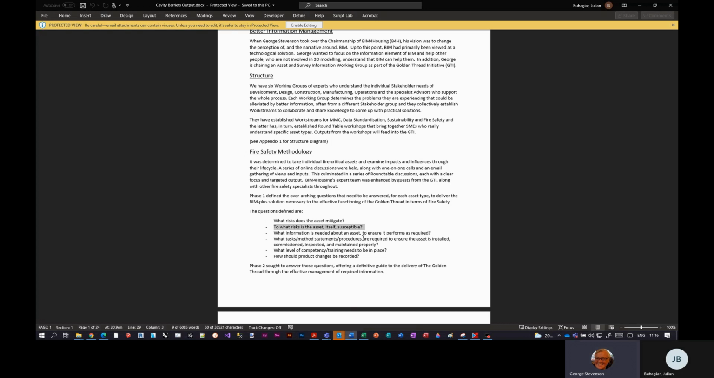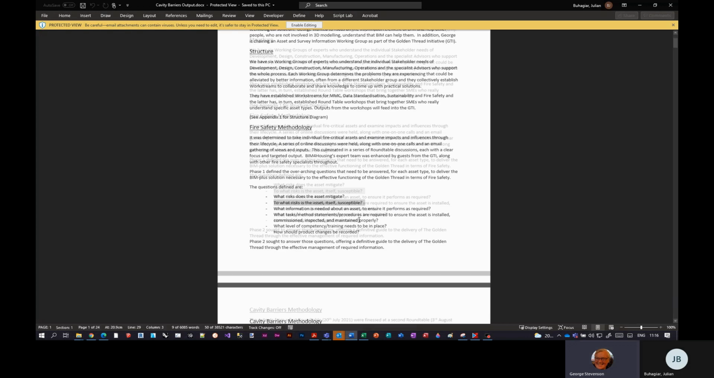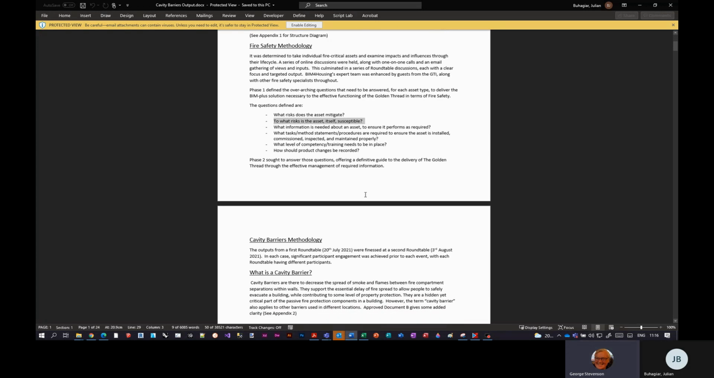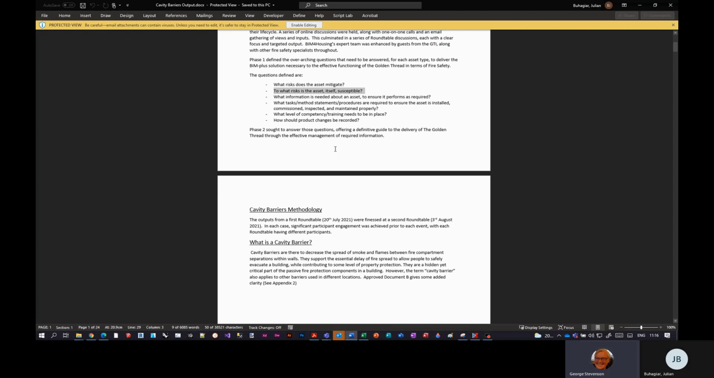And it then became clear in the round tables that there were lots of examples of things where the fire door or the cavity barrier's performance was undermined because of things that are done to it. So we started to document those. We've then got the critical one that we need, which is the information that's needed about an asset type, so that we can then make sure it performs correctly.